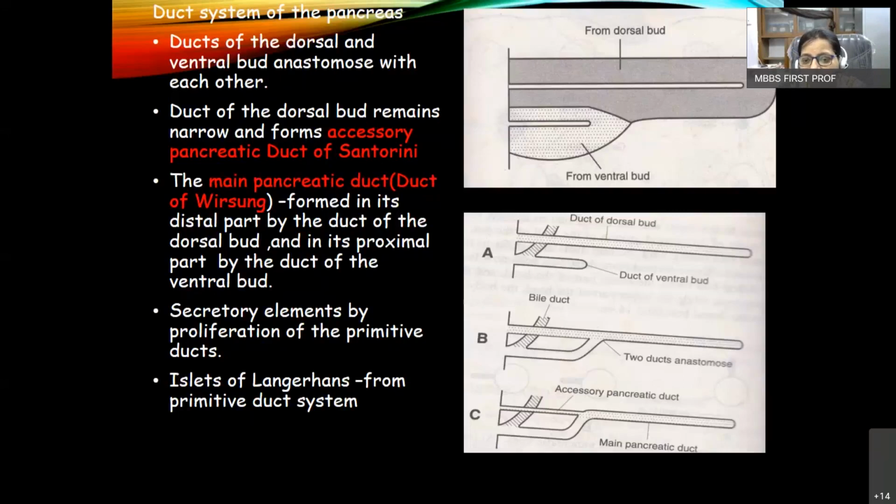In order to make the communication, the two ducts develop an anastomosis. This ventral duct anastomoses with this through a transverse connection, and they form the main pancreatic duct, whereas the remaining portion of the main pancreatic duct becomes the accessory pancreatic duct later on. See, this has fused with the anastomosis and this is left out. So this becomes the accessory pancreatic duct.